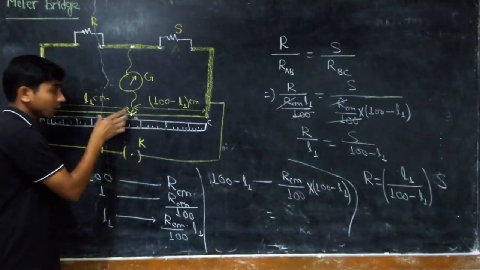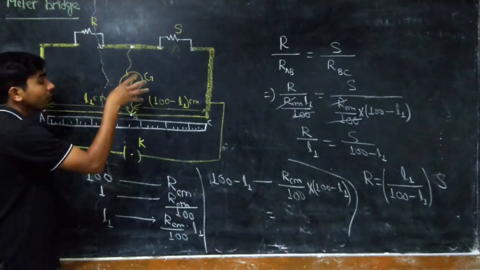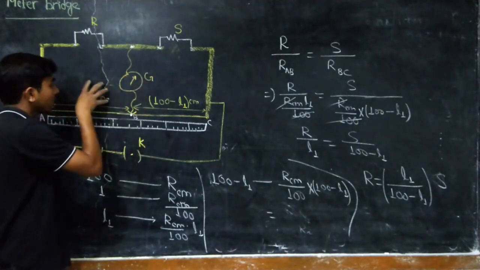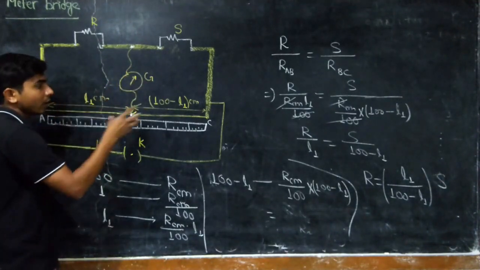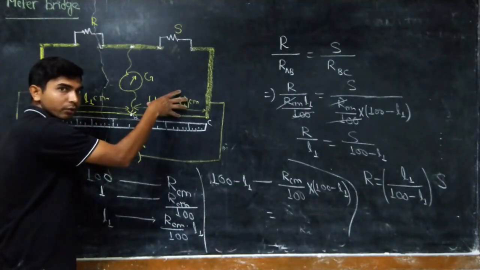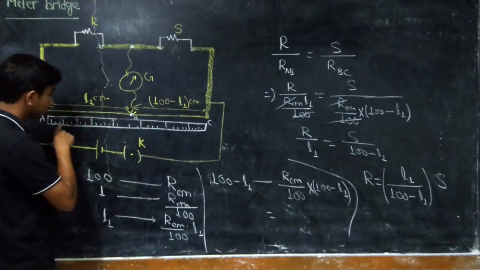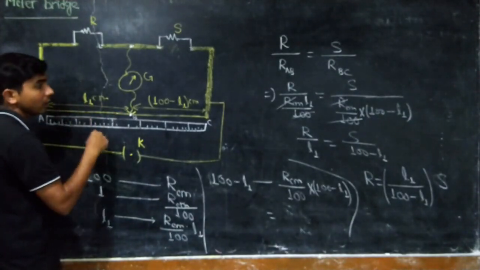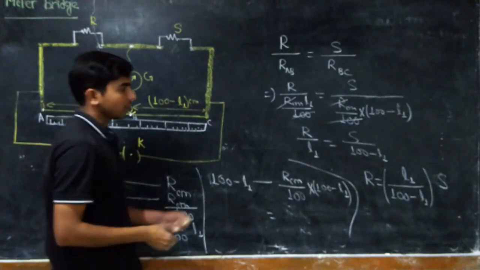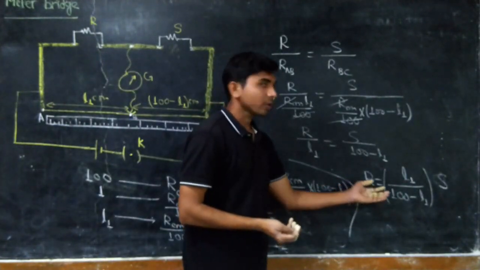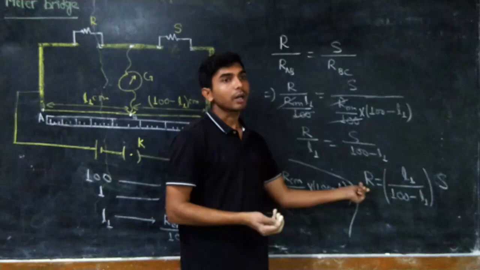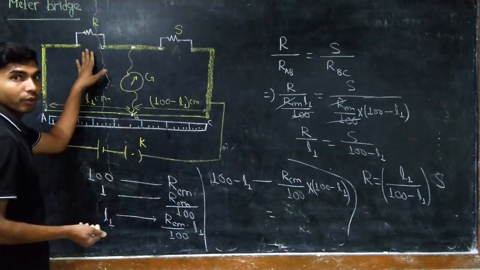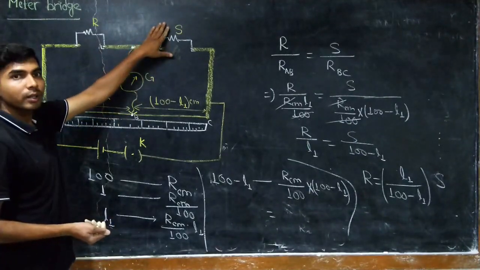So you are able to find the value of L1 as you move the jockey on this wire. At a certain value of L1 you will find there is no current in the galvanometer. Since this is a scale, you are able to measure the length L1, and then using this equation we are able to find the value of the unknown resistor, because the other one is already given.